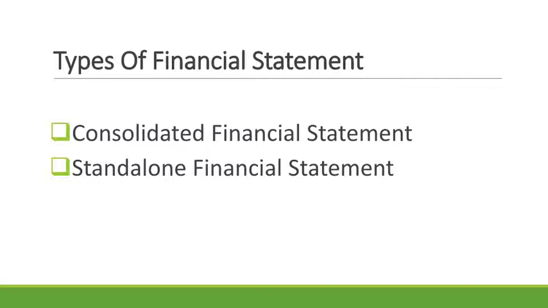There are two types of financial statements: consolidated financial statements and standalone financial statements. Now, before starting this, I would like to ask you whether you know what a subsidiary is. A subsidiary, right? Tata Sons. If I talk about Tata Sons, Tata Sons is the parent company. You basically know Tata has a huge number of products: Tata Salt, Tata Motors, Tata Power, many things are there. But the parent company, the main company, is Tata Sons.